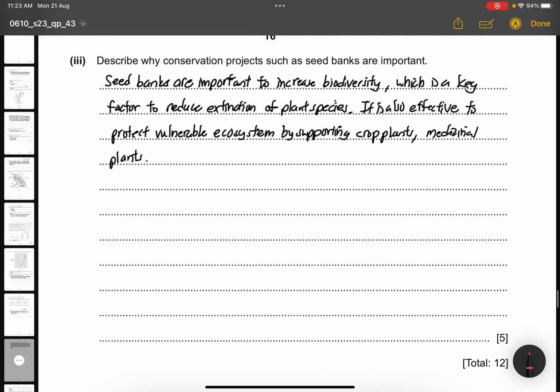So 5 marks. Just basically why we have to protect our species through seeds. Because once seeds are kept well, they can be used again when a particular species has become vulnerable, and we can actually help to regrow them.